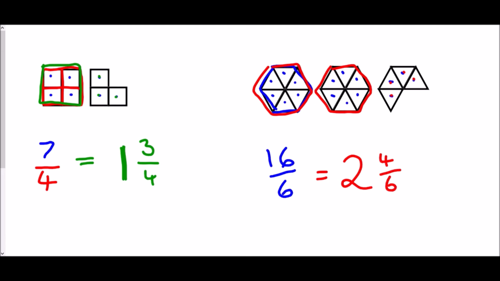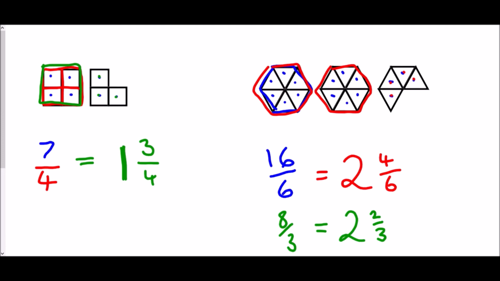Now technically both of these could be simplified. 16 over 6, they're both even numbers, so we could halve them both. We'd have 8 over 3, and if we do the same here, the 2 is going to remain the same, but the 4 sixths will become 2 thirds, so 2 and 2/3. And so we have a relationship between improper fractions and mixed numbers.